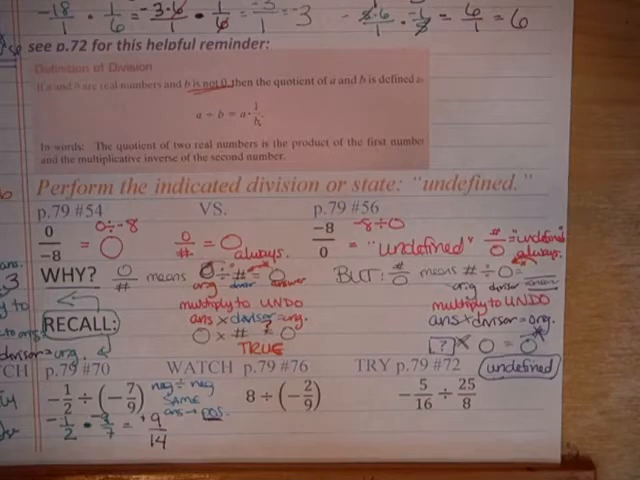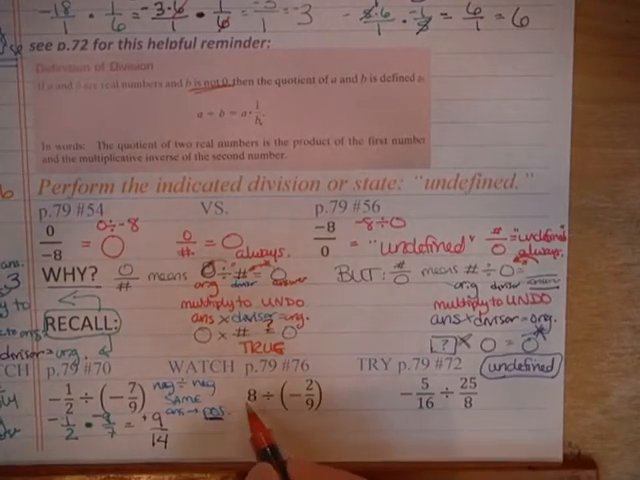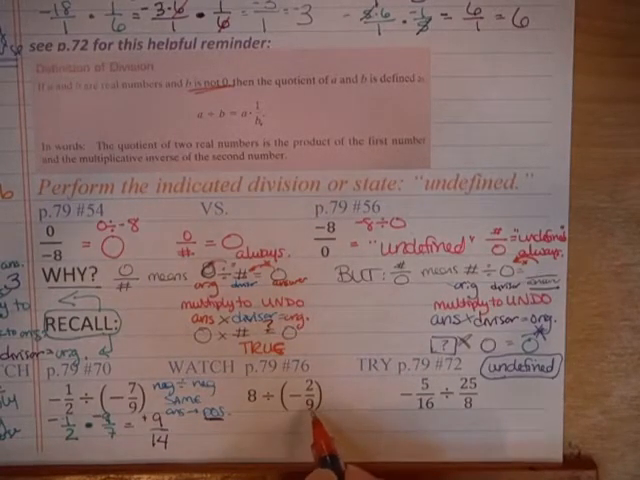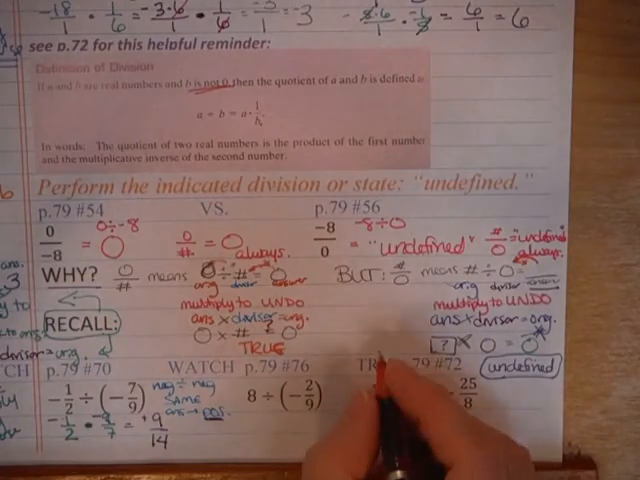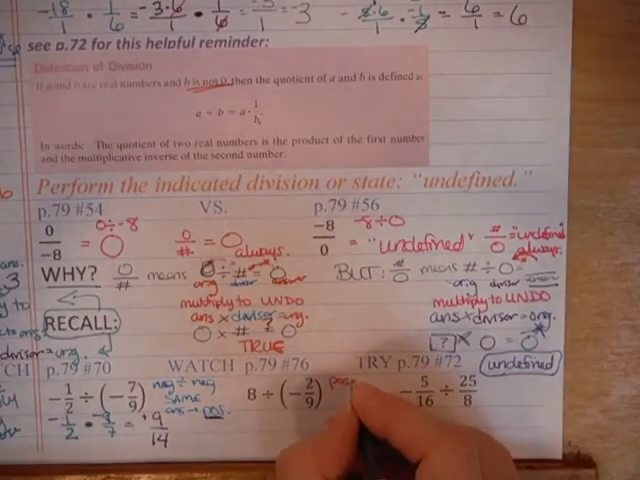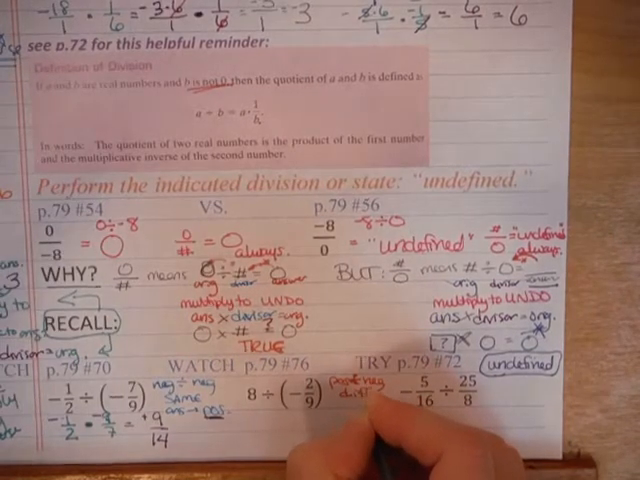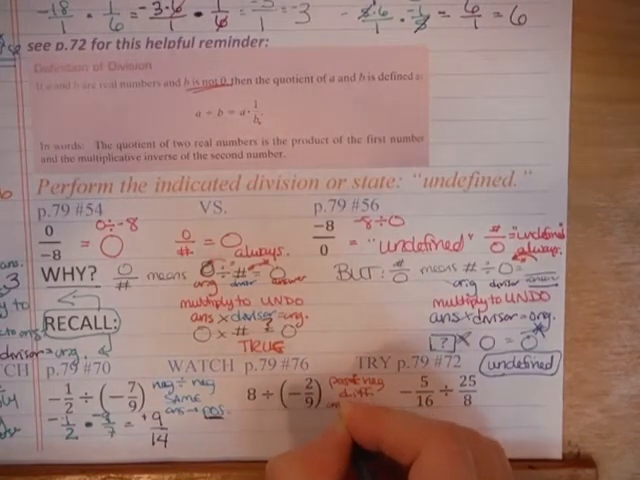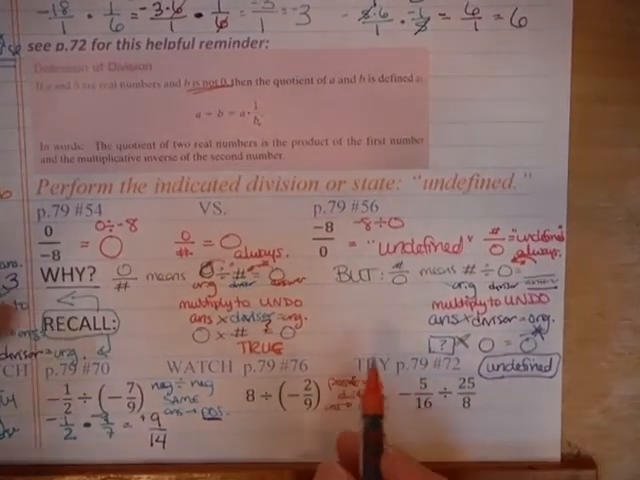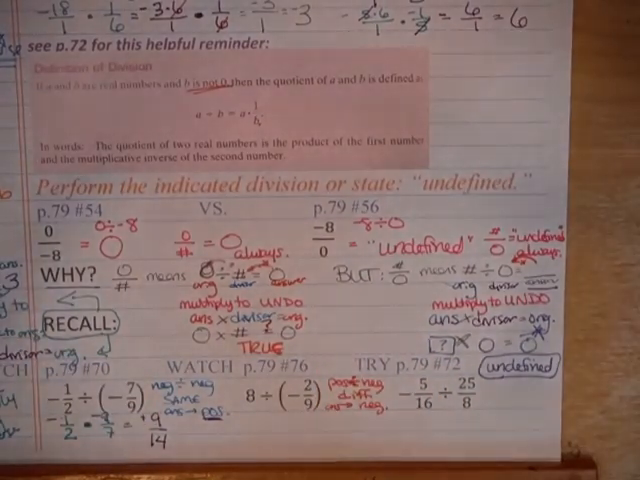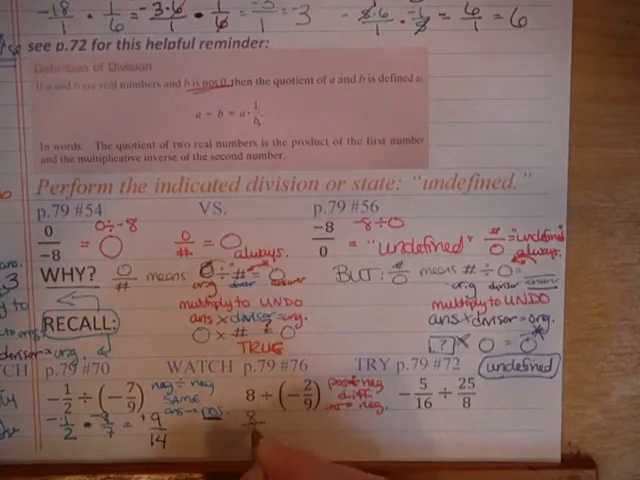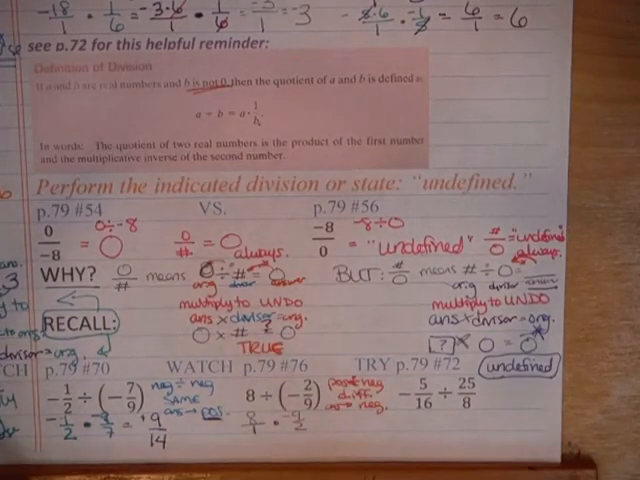And here we go with number 76. 8 divided by negative 2/9. That is a positive 8 divided by a negative 2/9. So it's a positive divided by a negative. Those are different signs, which means I can expect my answer to be negative. So I can start by rewriting here. It's 8 over 1 times the reciprocal, negative 9 halves. Again, dividing is the same as multiplying by the inverse.